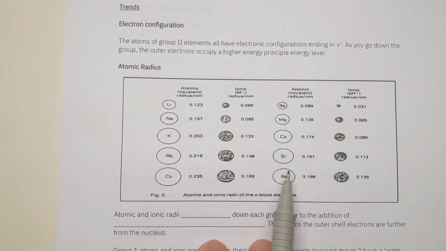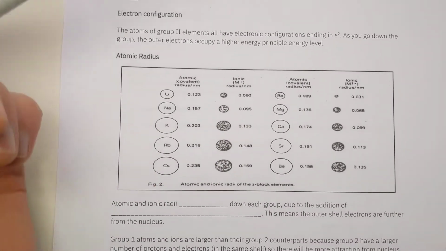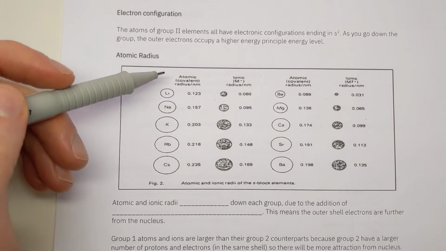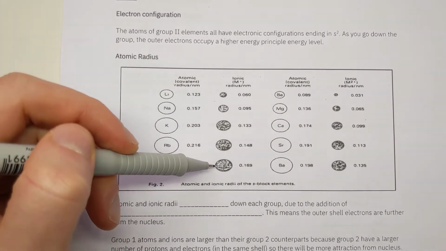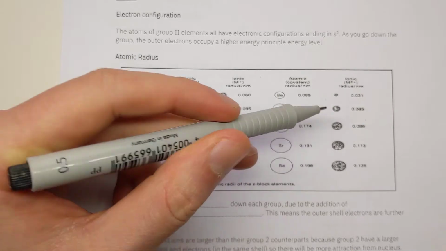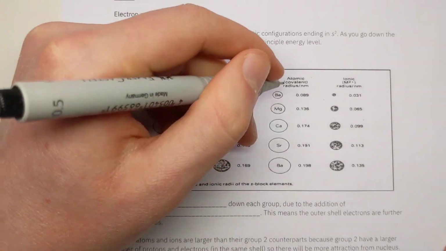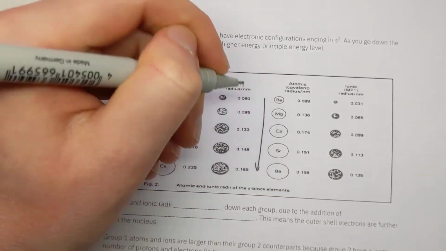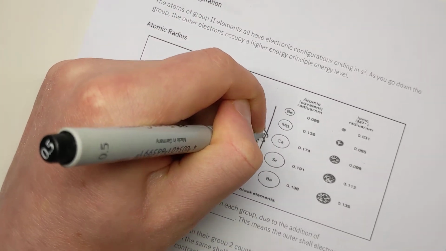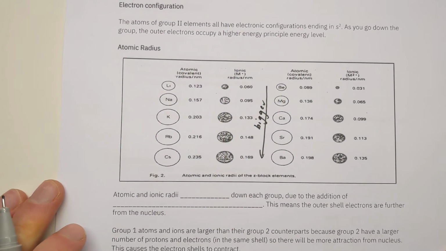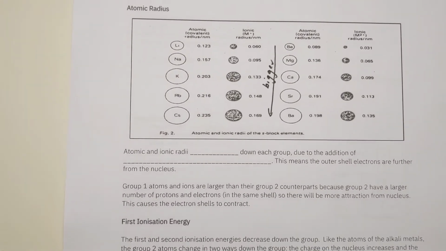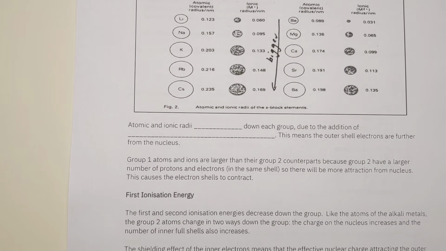In this complicated-looking table, we don't need to worry too much about it. It gives you a comparison of the radii of the group 1 metals and their ions, and the group 2 metals and their ions. So we'll focus on the group 2 metals. Hopefully you can see just by the numbers, and even the pictures as well, they're definitely getting bigger as you proceed down the group from beryllium all the way down to barium. The justification for that isn't too tricky.